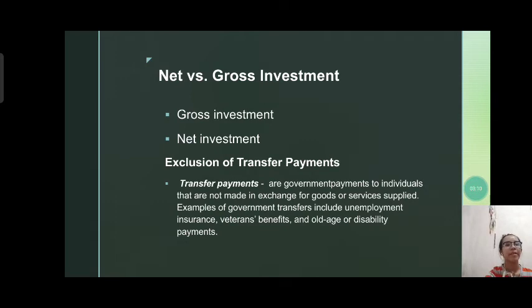Next is the exclusion of transfer payments. Transfer payments are government payments to individuals that are not made in exchange for goods or services supplied. Examples of government transfers include unemployment insurance, veterans benefits, and old age or disability payments.